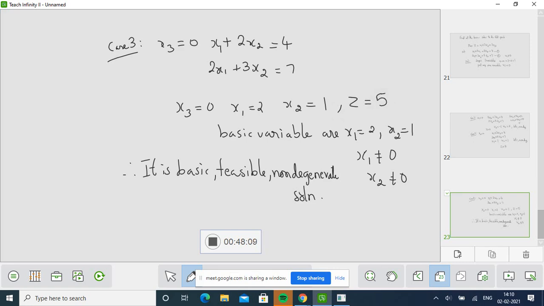I am substituting in the main equation. Since z equal to 5, this is the optimal solution. Why? Because we are doing maximization. Our max z equal to 5. Therefore, this is the optimal solution. Since maximum z equal to 5 and this maximum z equal to 5 occurs only for the third case, and we are doing the maximization problem, therefore, this is the optimal solution.